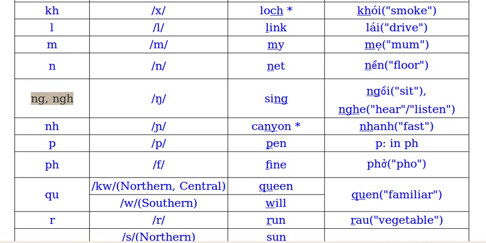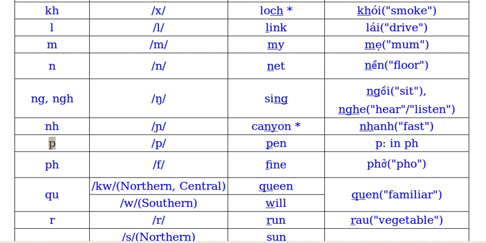Now the next two consonant clusters, the NG and NGH clusters, are both pronounced as ng. Ng as in sing. Example is ngồi, which means sit, and nghe, which means hear or listen. The next consonant cluster is the NH cluster, which is pronounced as ny. It doesn't have an equivalent, so we listen to an example. Nhan. Again, nhan, which means fast.